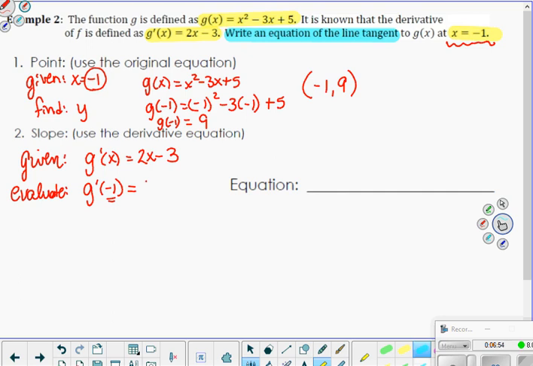All right, so 2 times -1 minus 3 looks like that would turn out to be -5, doesn't it? And I'm just going to write g prime of -1 equals -5. Now let's write the equation. Y minus the y value of 9, taking that from right there, equals the slope, x minus the x value of -1. So I have a minus -1, which will turn out to be plus.